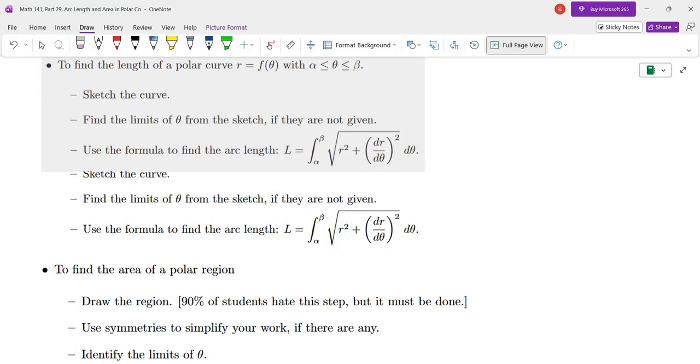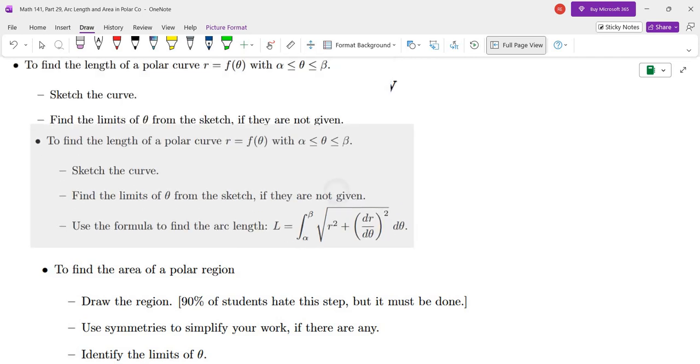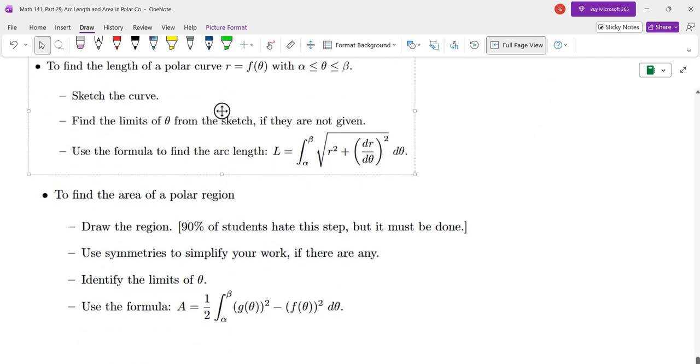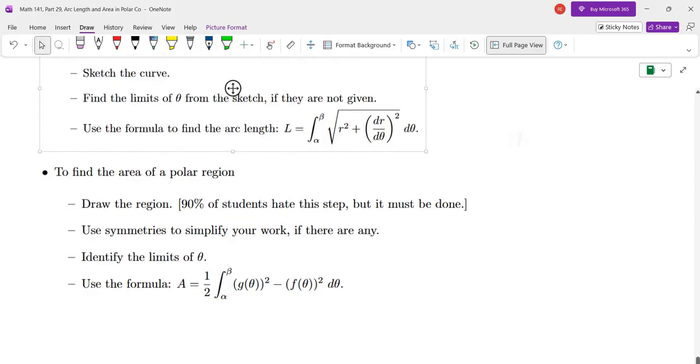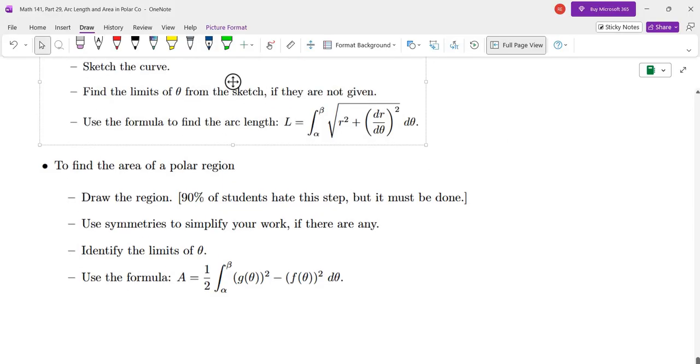To find the area of a polar region, first, you draw the region, and this is really important to draw the region, especially if you are planning on taking Calc 3. It is very, very important to work on these from now. Draw the region, use symmetries to simplify your work if there is any, and then identify the limits of theta, and then you use the formula A equals 1/2 integral of g theta squared minus f theta squared.